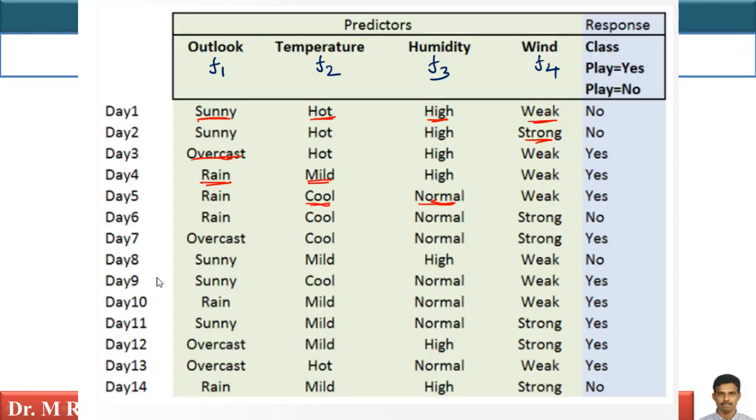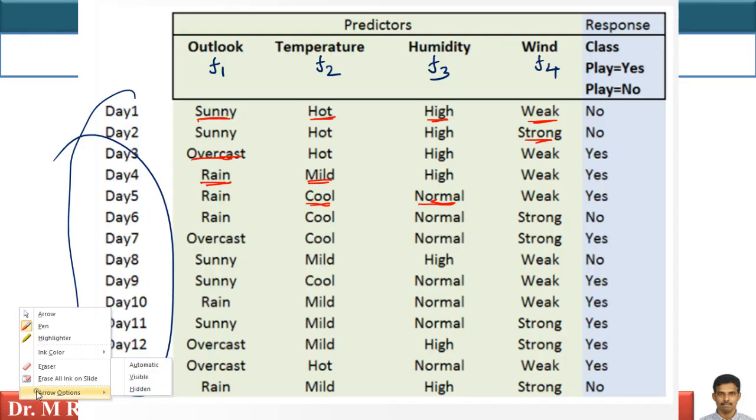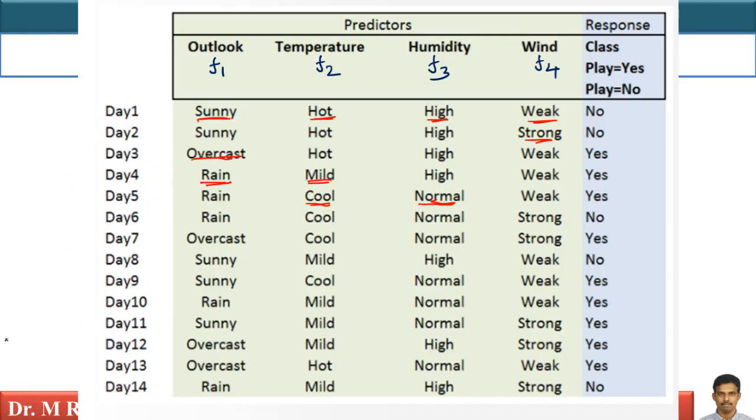We have 14 days data. Just observe carefully. We have data of day 1 to day 14. What does it mean? We have 14 days data. Here, response is whether it is a good time to play or not. This is my response variable, isn't it? I can say it is my class variable. What is the response variable here? Response is whether it is a good time to play. That is my response variable, which I can say is yi. Here, what are the possible values for yi? No, yes. There are only 2 possible values for yi.